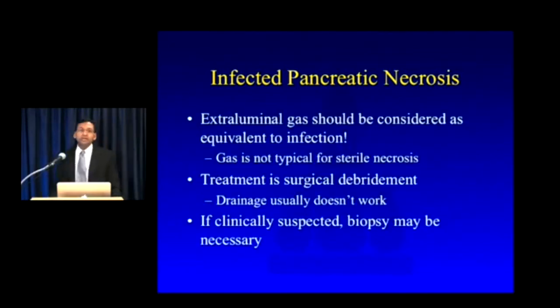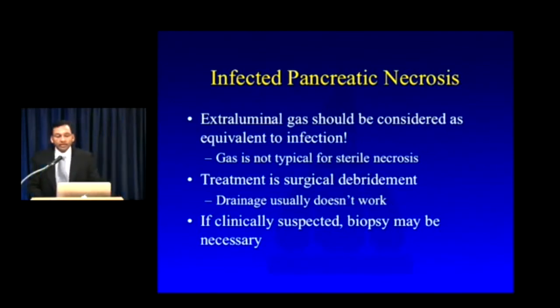Now, in many cases, you're not going to be able to make a specific diagnosis on a CT scan. You're going to see a big phlegmon, lots of inflammation, pancreatic necrosis, but in many cases, it's going to be difficult to make the distinction between sterile necrosis and infected necrosis. And in those cases where the CT scan is not definitive, you may need to actually aspirate or biopsy the pancreatic parenchyma or the pancreatic bed and see if anything grows out, especially if there's a strong clinical concern that the patient is infected.